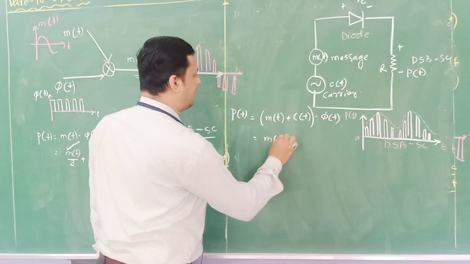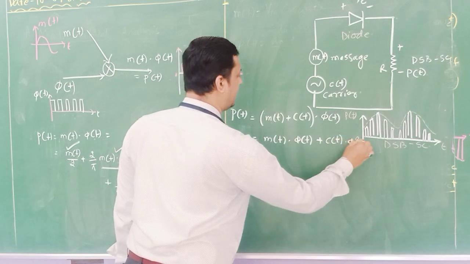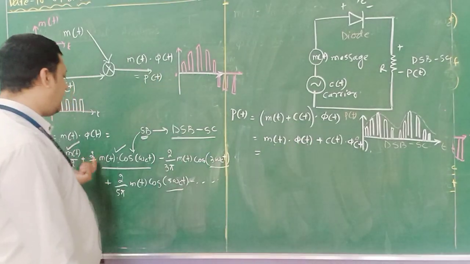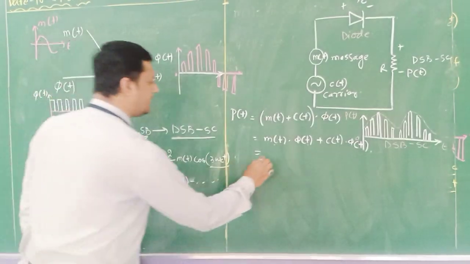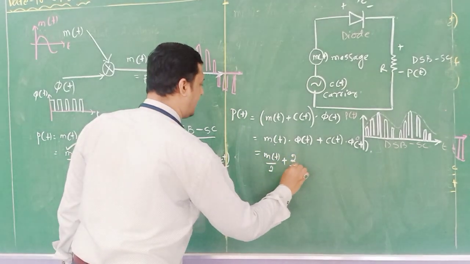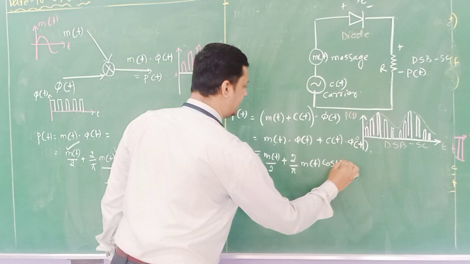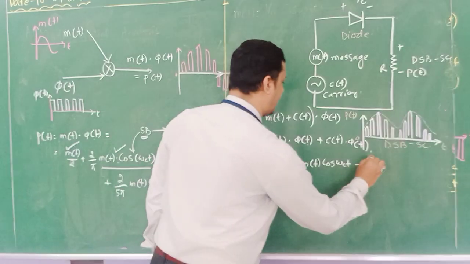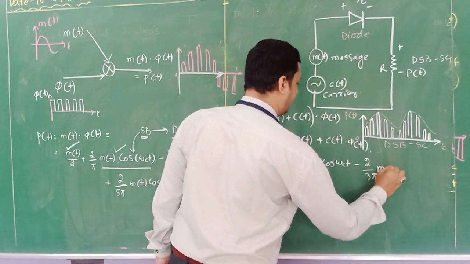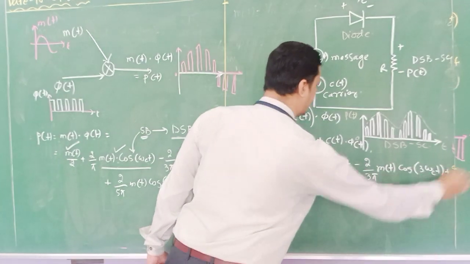So here M of t into phi of t plus C of t into phi of t. Done. So M of t into phi of t, all components are available. What are the components? One is M of t by 2, second is 2 by pi M of t cos omega ct, and then the higher harmonic components, 2 divided by 3 pi M of t cos of 3 omega ct plus something.